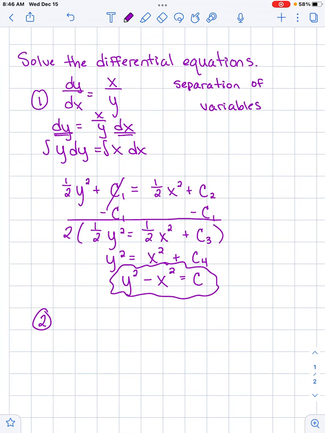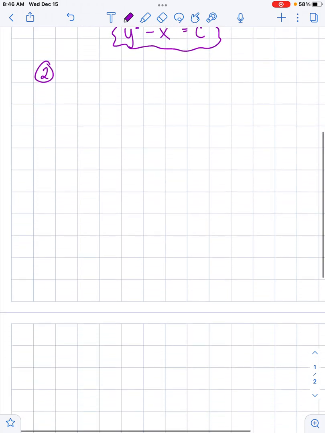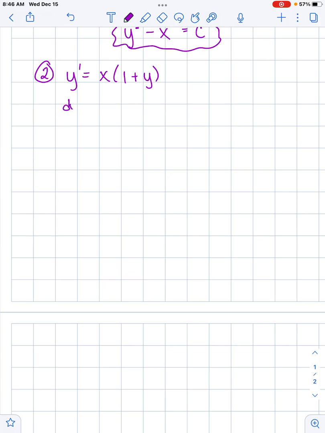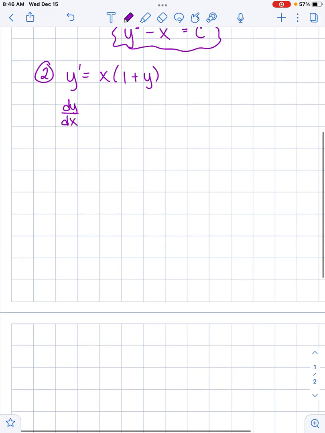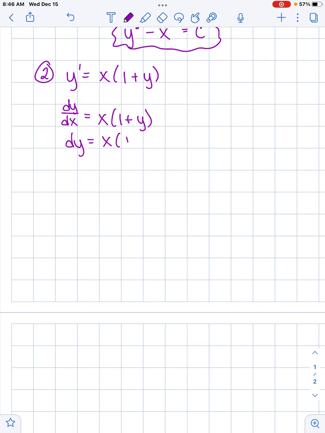Okay, let's look at this second example. We have y prime equals x times y plus 1, or 1 plus y. I'm going to change y prime back into dy over dx because that's going to help you see which side the x's need to be on and which side the y's need to be on. So if I move the dx to the right-hand side, this is now telling me that the x's need to be on the right side and the y's need to be on the left side.